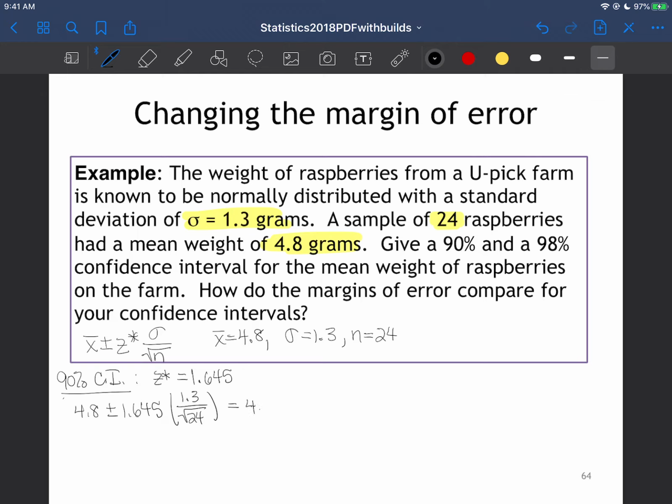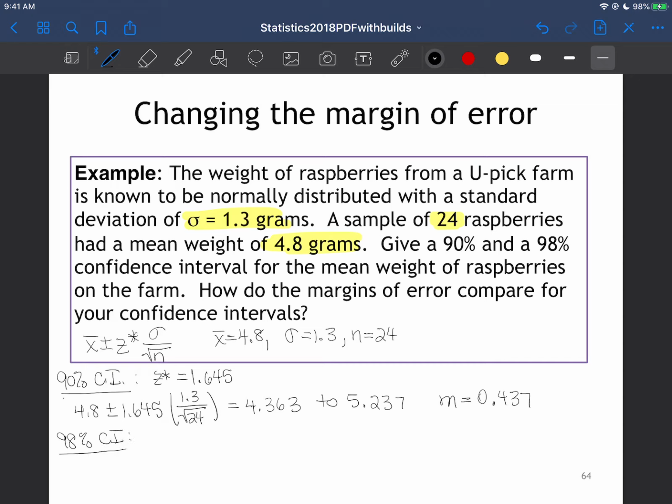I'm going to get 4.363 for my lower bound. And then if I add, I get 5.237. And what is the margin of error here? Well, this is the part that we're adding and subtracting, right? So what is that? I get 0.437. All right, let's do the 98% confidence interval.